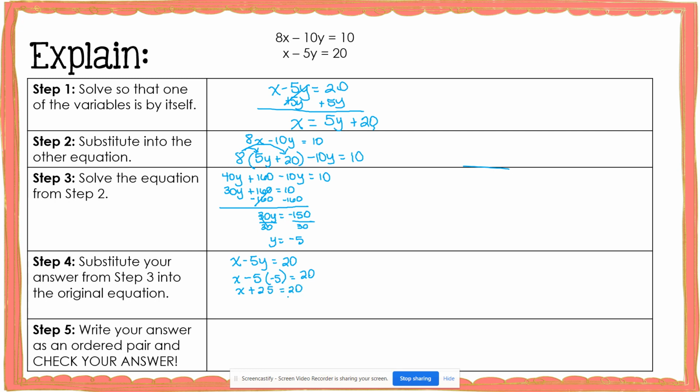Well, now to get x by itself, all we have to do is get rid of this plus 25 by subtracting 25 on both sides. These would cancel and we have x equals, well, 20 minus 25 gives us negative 5. So what we notice is that in this equation, both x and y have a value of negative 5. So our solution is negative 5, negative 5.